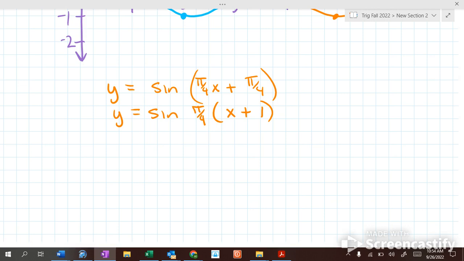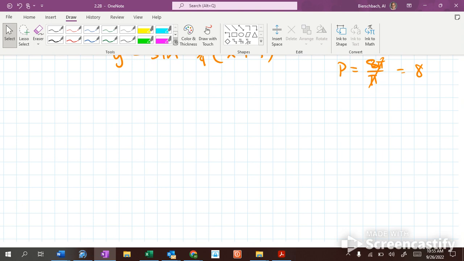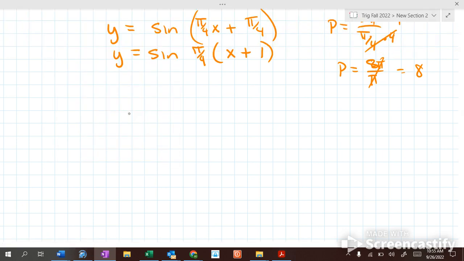So if my b is pi over 4, I got to figure out my numbers. What is my period? Well, it's going to be 2 pi divided by pi over 4. So my period is 2 pi, if we multiply by 4, I'm going to get 8 pi over pi, right? Because the pi's cancel, my period is going to be 8. So when I draw my graph, I got to have that in consideration.